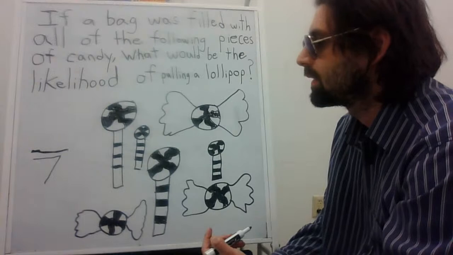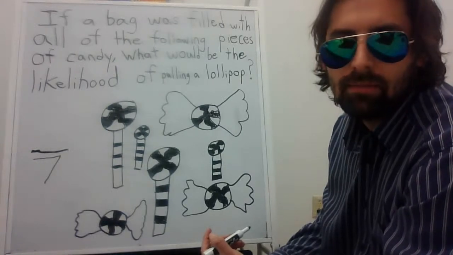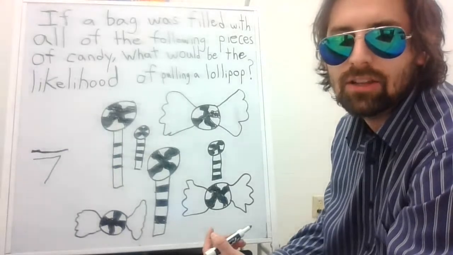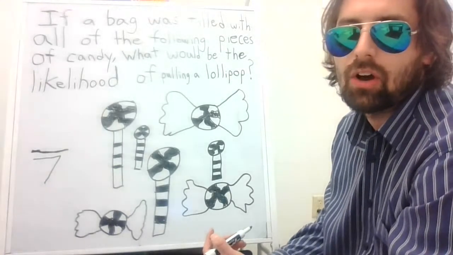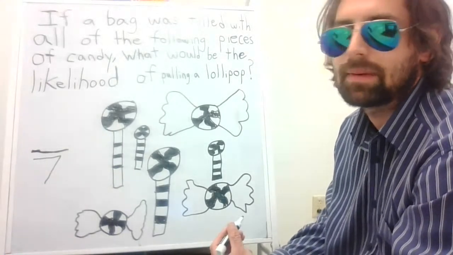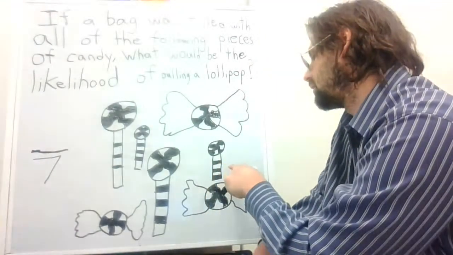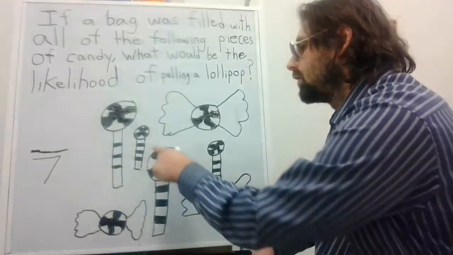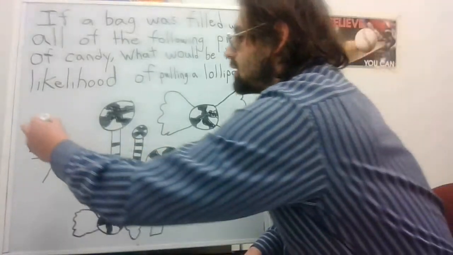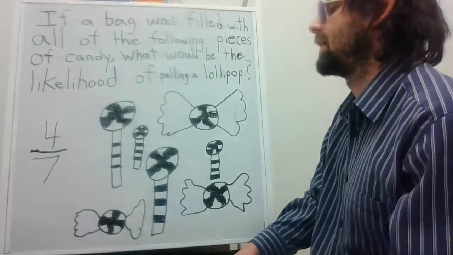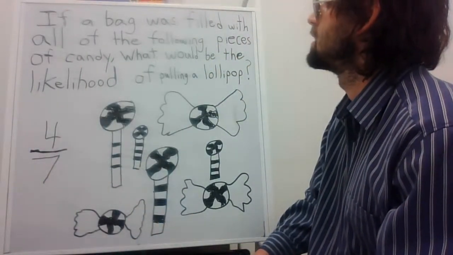So now I'm going to find the numerator. To find the numerator, I have to count the candies that are just lollipops. So I'm only going to be counting the candies with the sticks at the bottom right now. Here we go. 1, 2, 3, 4. And our answer is 4/7.